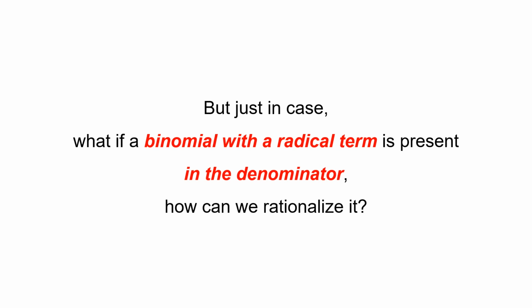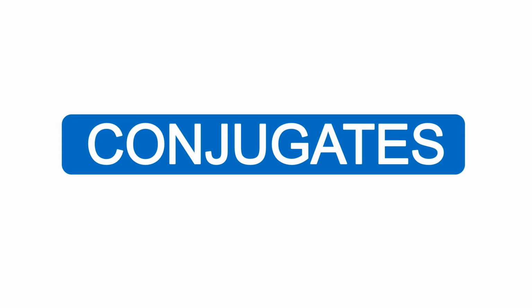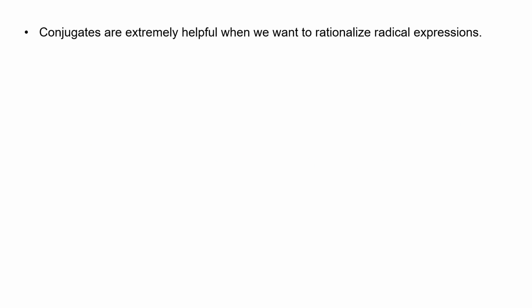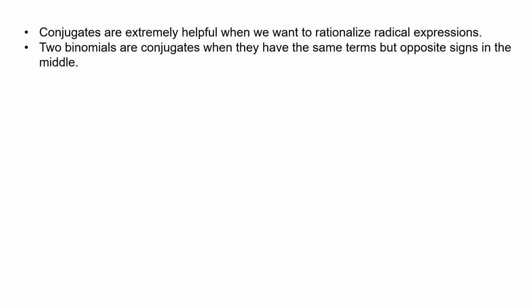But, just in case, what if a binomial with a radical term is present in the denominator? How can we rationalize it? Ang sagot, conjugates. So, ano ang conjugates? Conjugates are extremely helpful when we want to rationalize radical expressions. Two binomials are conjugates when they have the same terms but opposite signs in the middle. Ayan, parehong mga terms pero magkaiba ng sign sa gitna.